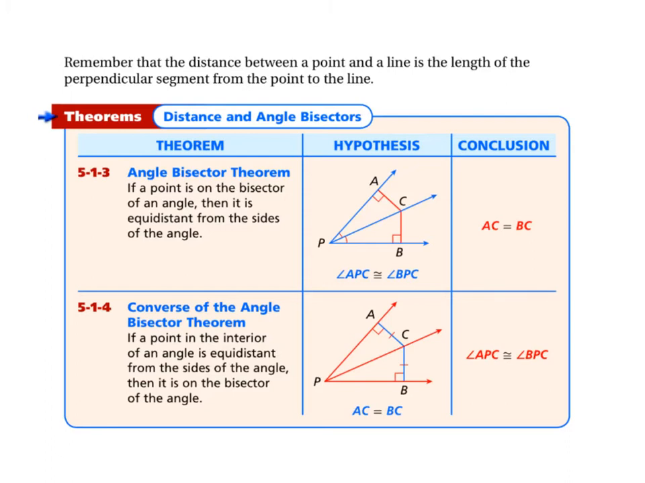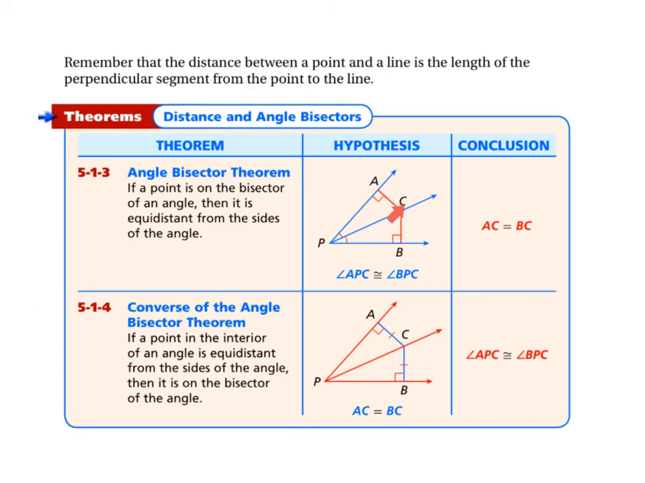Now we also can remember that the distance between a point and a line is the length of the perpendicular segment from the point to the line. So we are talking now about distance and angle bisectors. Here's what it states. If a point is on the bisector, so we're going to take a look at the picture, we know that C is on the bisector. This is the bisector. How do we know that? Because these two angles are congruent. Then it is equidistant from the sides of the angle.